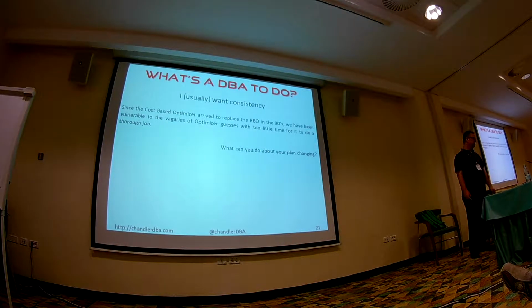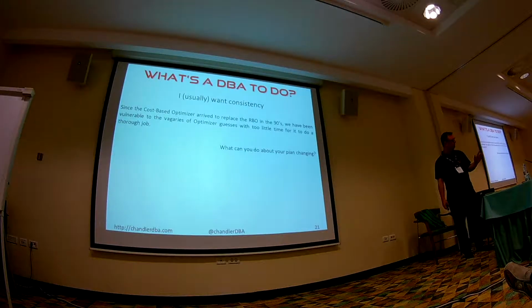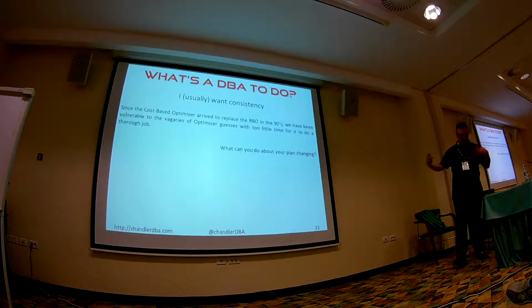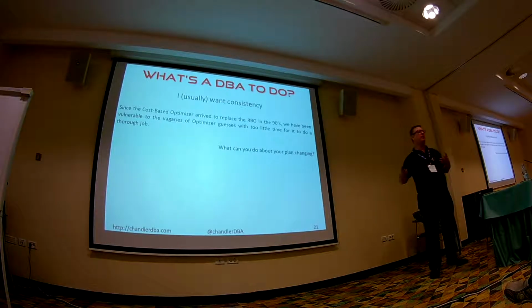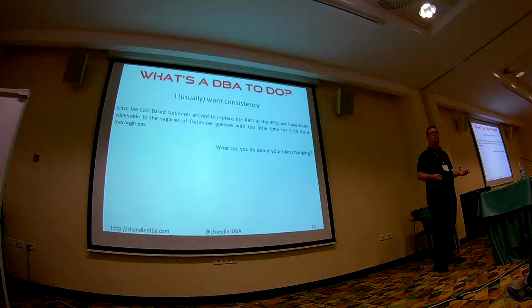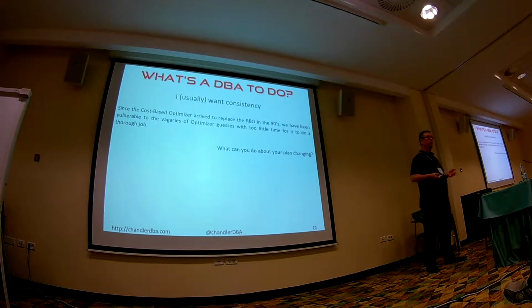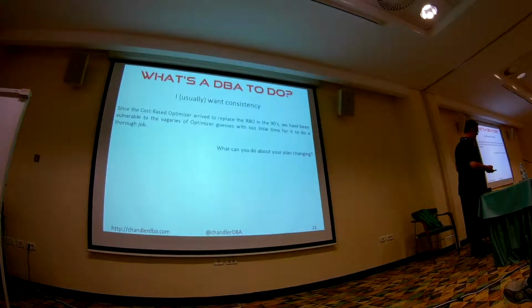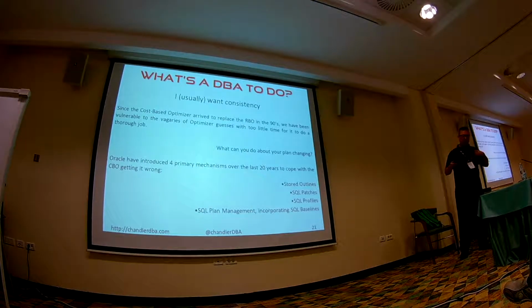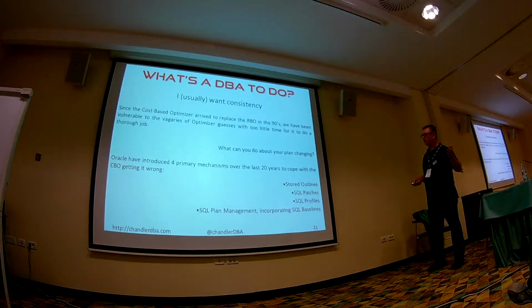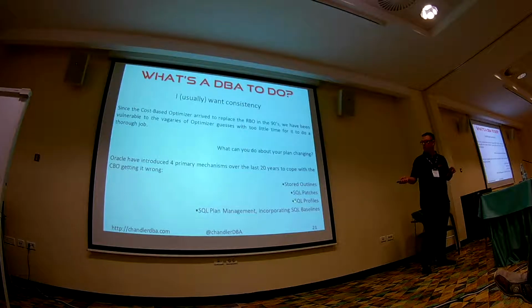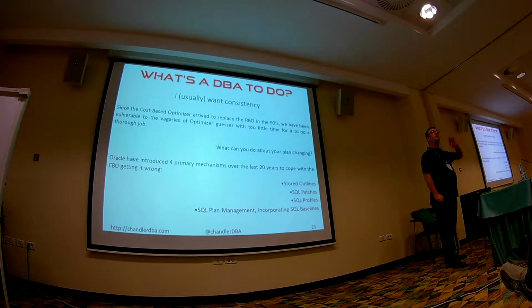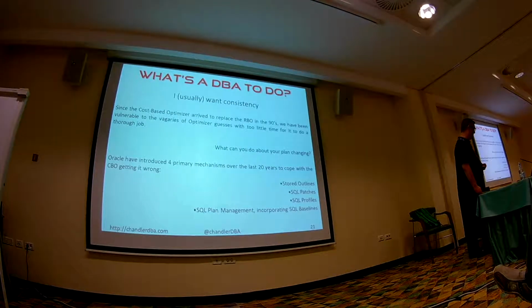So what do you want to do about it? Since the cost-based optimizer appeared, plans have become a little more volatile. We don't want to go back to the rule-based optimizer, only Oracle still use that. Now, over the years, Oracle have introduced 4, technically a 5th option: stored outlines, SQL patches, SQL profiles, and SQL plan management incorporating SQL baselines.